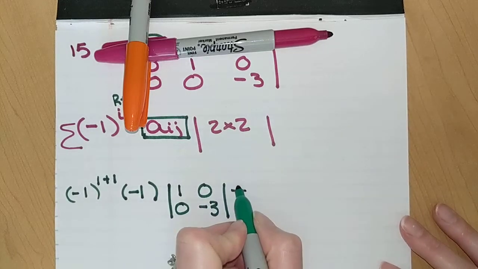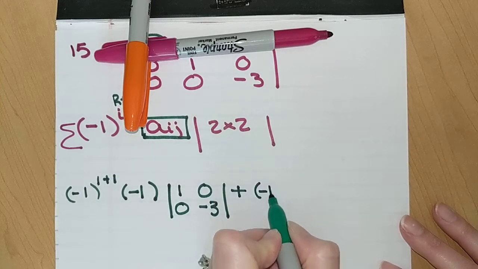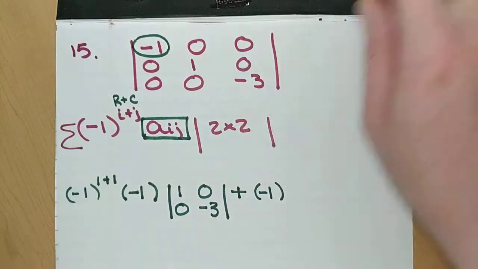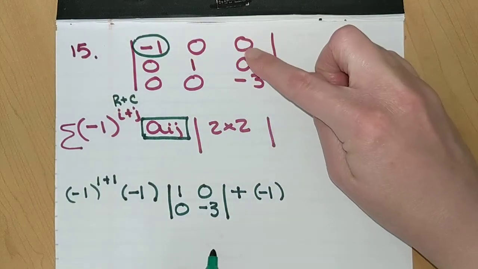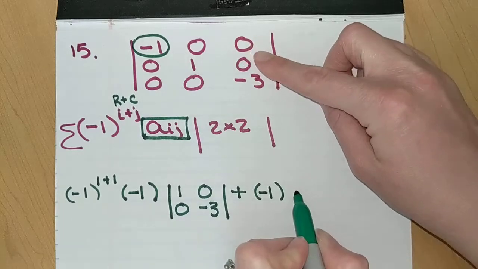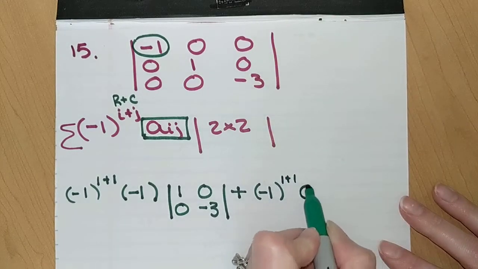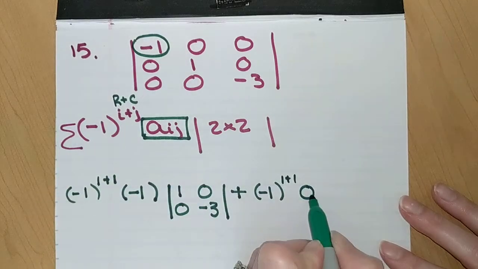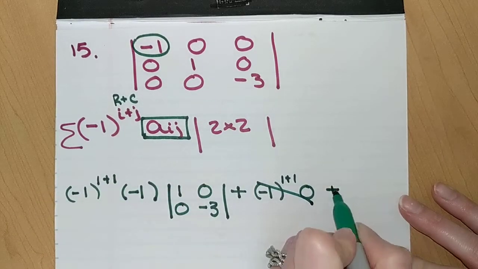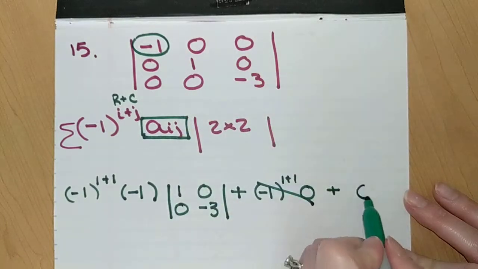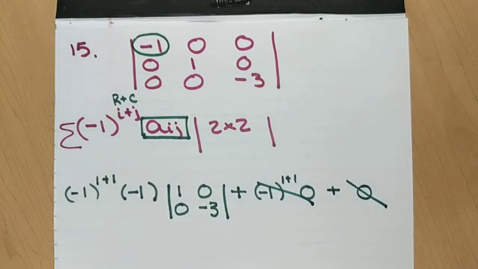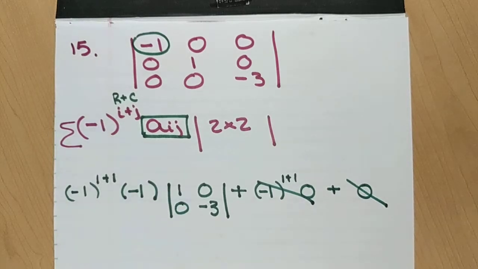Now, you technically add that to -1 to the row plus column for the second entry, and then add that to the third entry. However, the issue here is that the matrix entry is 0, so that term is going to drop off. And for the third one, the matrix term is 0, so that's going to drop off. So really you just have to worry about the first row, first column, and expand along that particular point.